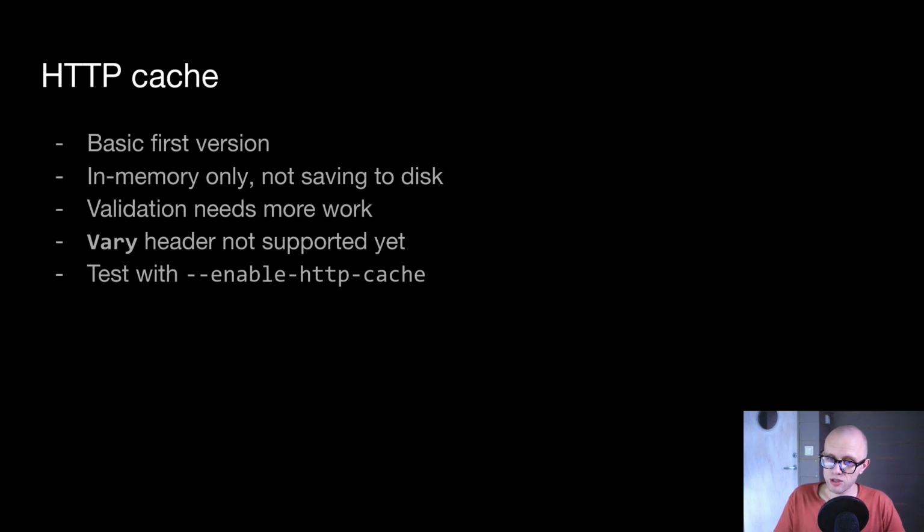But right now, validation needs more work. So there are a couple of cases from the HTTP cache RFC spec that we don't validate correctly. We don't honor the Vary header. But if you want to test this right now, you can run with enable HTTP cache and see how it works for you. And future work here will include disk caching and better validation and testing. But I'm pretty excited about this because we have been in the state of re-downloading the same resources over and over for a long time. So moving towards some kind of caching is good.